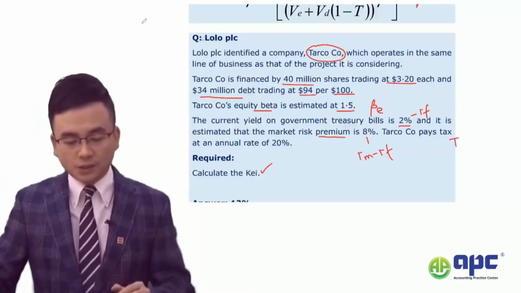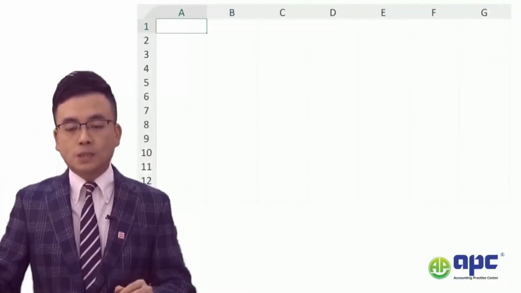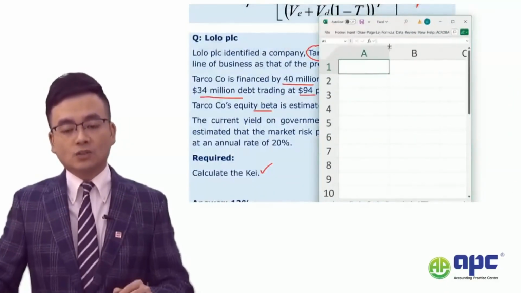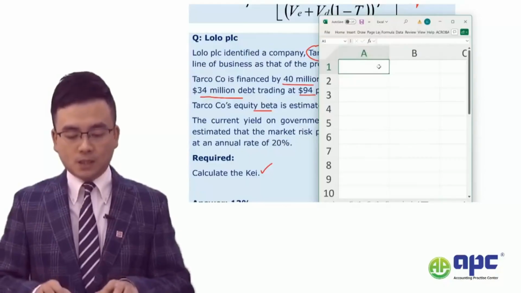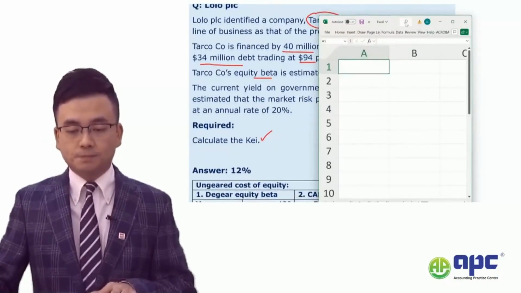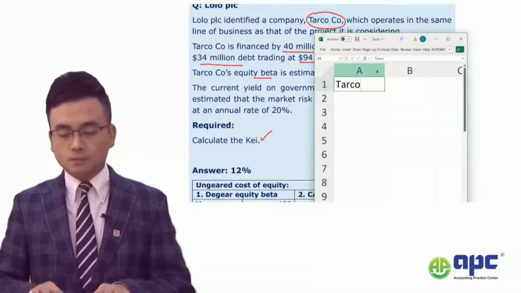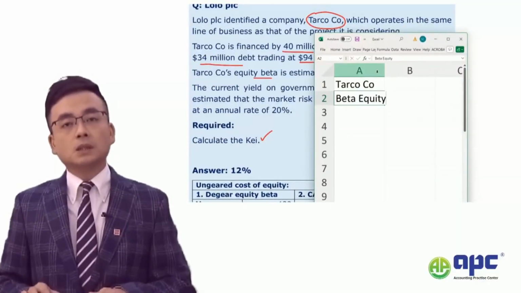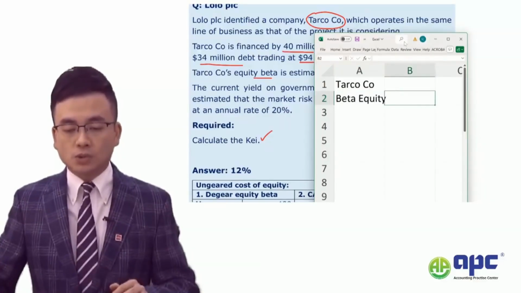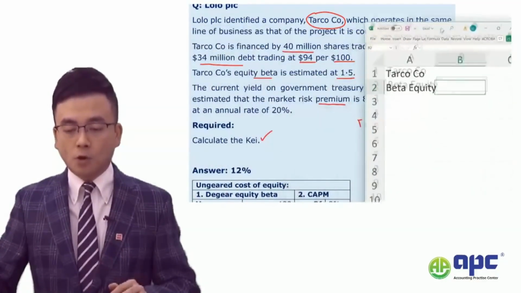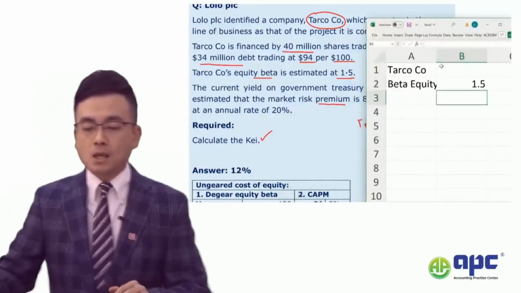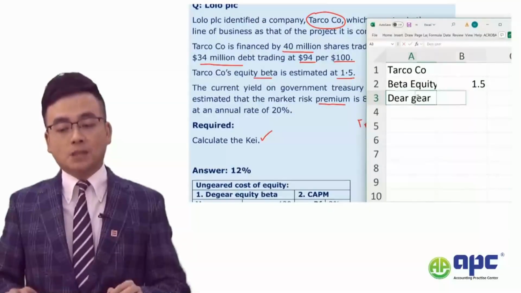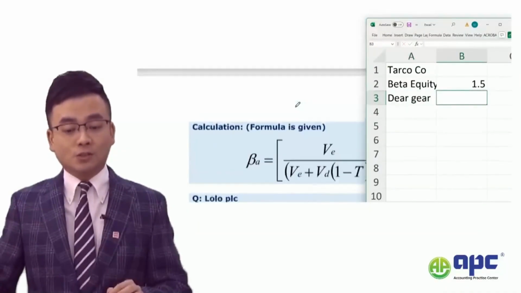Okay, so what we're trying to do is that we are Lolo PLC, and all we need to do is enter into a new industry, such as what Tarkle has done. So from Tarkle's point of view, firstly, we will need to find the equity beta. The equity beta, we're told in the question, is 1.5 there. Okay, slot that in. So all we need to do is de-gear that equity beta in order to get the asset beta that we are interested in.